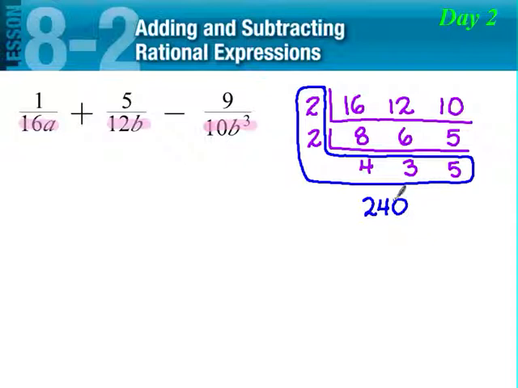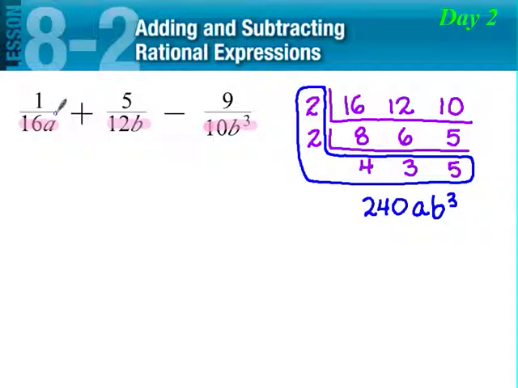Also, when I'm finding the LCM, I need to find the LCM with the variables. What will be the power of a that I use? a. What's the power of b that I use? b cubed. So I need to make each of those individual fractions have a denominator of 240ab cubed.